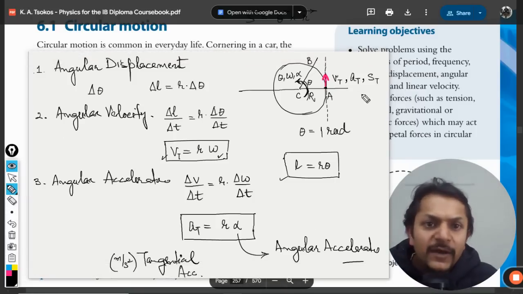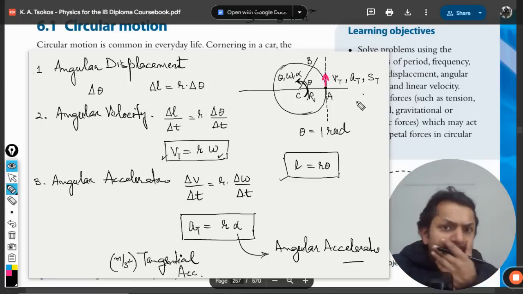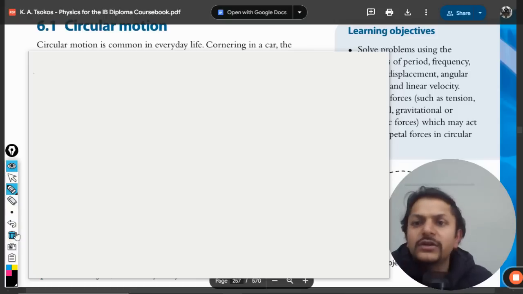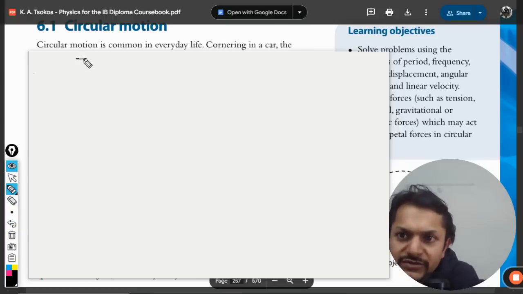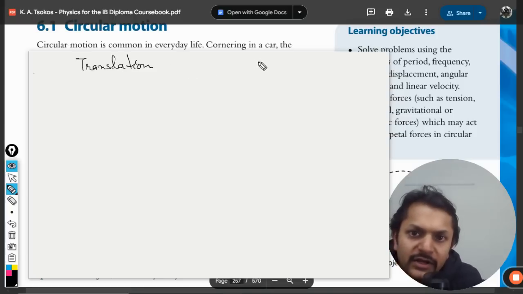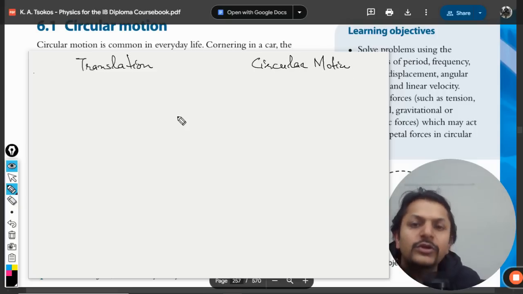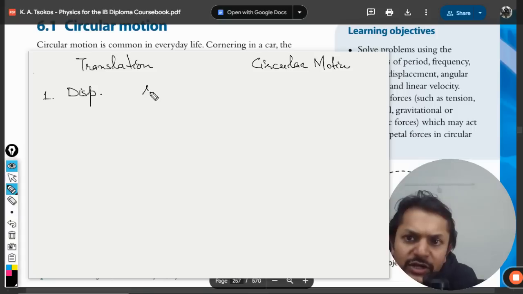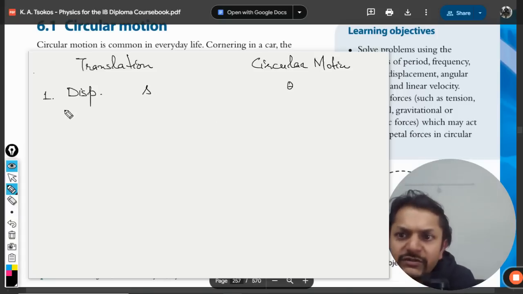Okay, so now as we know the alpha is also there, let us now create a comparative equations table for translational motion and circular motion. So translational motion, the first equation. I'm just creating the comparative analysis there. So displacement: here the displacement is given by s, in the circular motion it is given by theta.